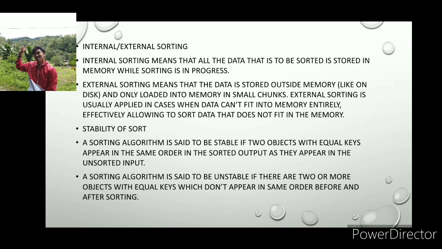Then, a sorting algorithm is said to be unstable if two or more objects with equal keys do not appear in the same order before and after sorting. So in the first case, the order is preserved when there are two objects with equal keys. In the next case, it is not preserved when the equal keys do not keep the same order in the sorting output.